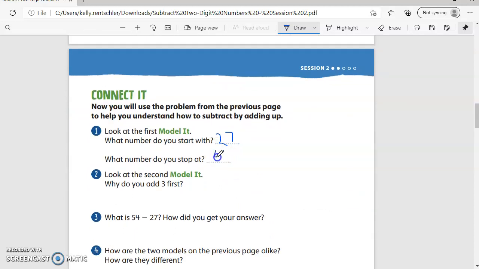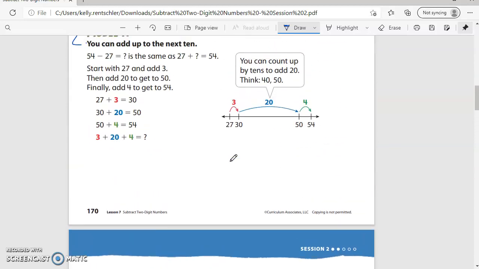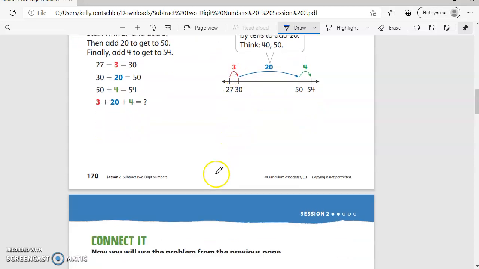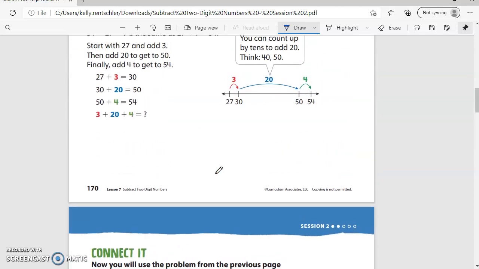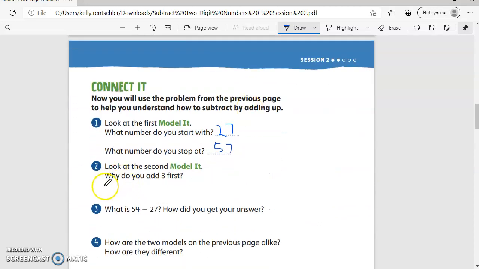Look at the second model it. Why did you add 3? 27 plus 3 equals 30, right? Could be something like that. 27 plus 3 equals 30, making a 10, which is what we were doing, was making a 10. It takes me way too long to write with my mouse. I'm just going to write make 10.